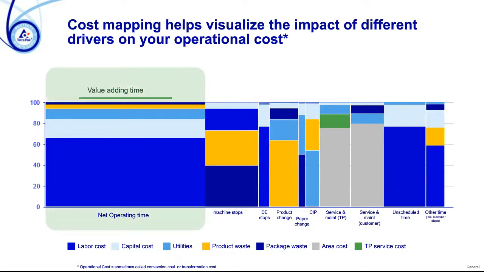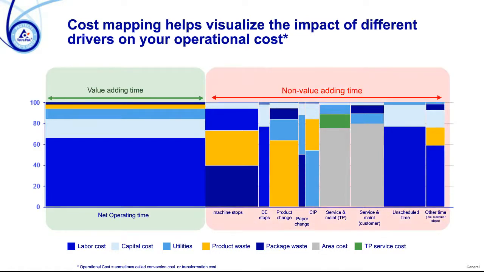The net operating time, as we mentioned before, is the only value-adding time in the operation. The rest is non-value adding time. Of course, it's activities that we will have to perform, like cleaning and maintenance. But the idea is to optimize these operations to maximize value adding time and thus reduce operational cost.